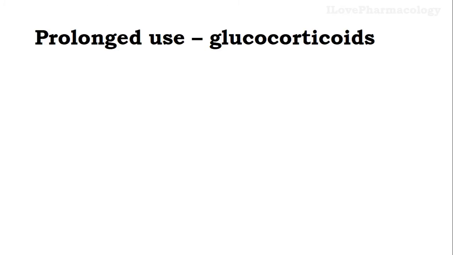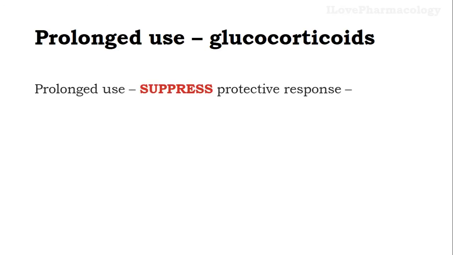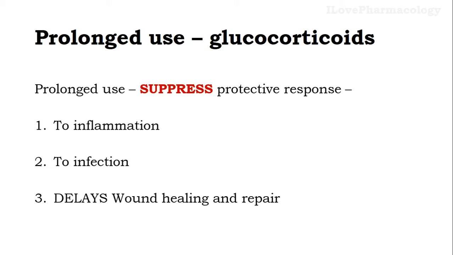So what happens when there is prolonged use of glucocorticoids? On prolonged usage, the glucocorticoids will suppress the protective action of the endogenous glucocorticoids. That is, it will suppress the protective response: the anti-inflammatory action will be lost, the protection against infection is lost, and it also delays wound healing as well as repairing ability. So what are the applied aspects of glucocorticoids?